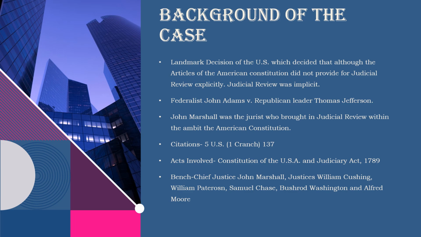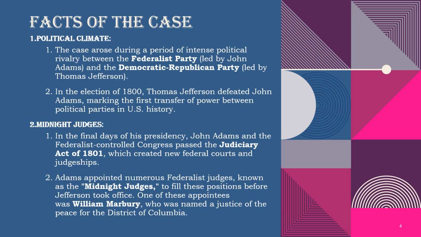Let me reiterate that this is a landmark case which held that the articles of the American Constitution did not provide for judicial review explicitly, but it was implicit in nature. It was more or less about Federalists versus Republicans. The bench consisted of Chief Justice John Marshall, Justices William Cushing, William Paterson, Samuel Chase, Bushrod Washington, and Alfred Moore. The case arose during an intense battle between the Federalists and the Democratic Republicans. In the election of 1800, Thomas Jefferson defeated John Adams.